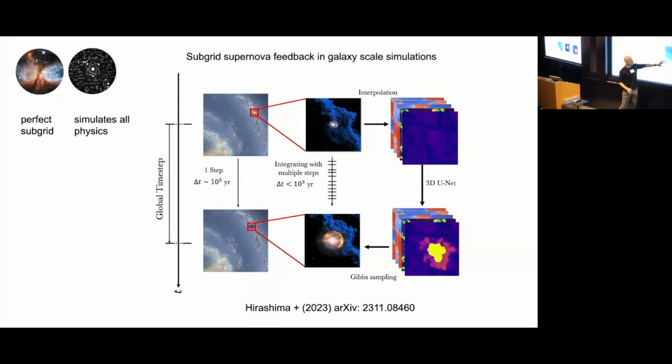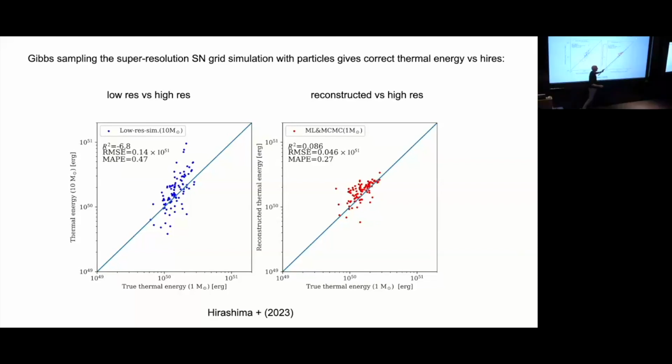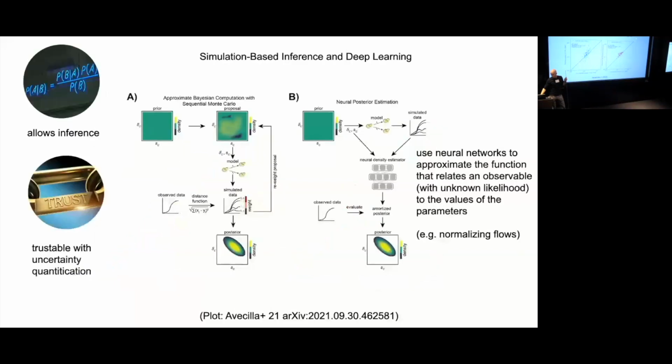And so this is one of the first attempts at putting subgrid star formation, so very learned, very high resolution star formation grid simulations, into a cosmological simulation. And here are some results just showing the thermal energy. This is what you would get if you just stayed at the resolution of the simulation, 10 solar masses per particle, and you don't get a good result compared to the true thermal energy. But then putting in this Gibbs sampled learned subgrid model apparently gives you a better slope here, so you get the correct thermal energy. So that's nice to see.